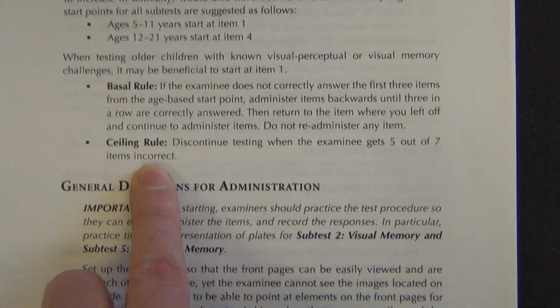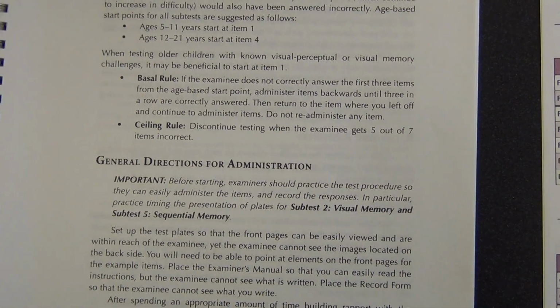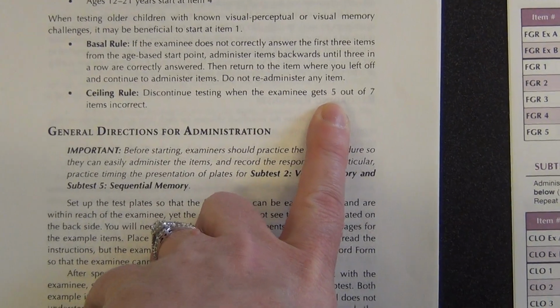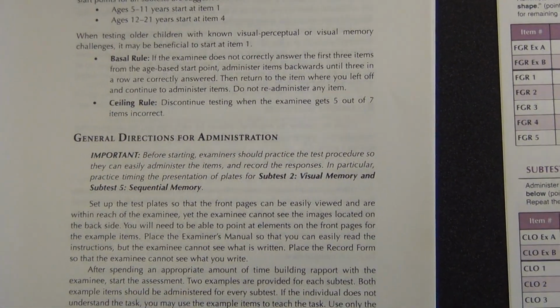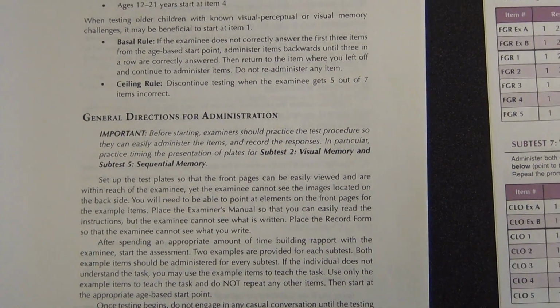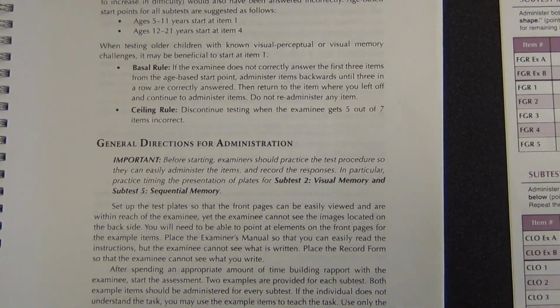There is a ceiling rule for this where you stop administering a particular subtest if the individual gets 5 out of 7 incorrect. It doesn't have to be consecutive. It's just 5 out of the last 7 incorrect. So if they get 5 out of 7 incorrect, you stop with that subtest and move on to the next one.